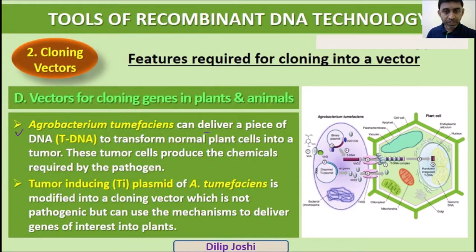This Agrobacterium tumefaciens can deliver a piece of tDNA to transform a normal plant cell into a tumor, and this tumor cell produces the chemical which is required by the pathogen. So this tumor inducing plasmid of Agrobacterium tumefaciens is modified into a cloning vector which is not pathogenic. It doesn't cause any kind of harm. Pathogen means disease, genic means genesis, birth. So it won't cause any kind of disease once it is transformed. But it can use the mechanism to deliver the gene of interest into the plant. So here the process is shown in the diagram.